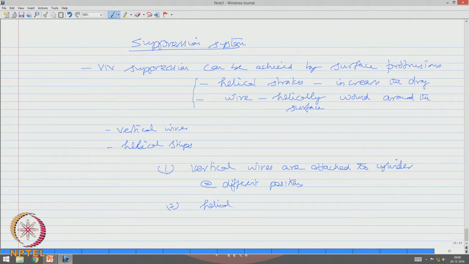Helical wires are also attached. So, two sets of studies are conducted. If you look at the cylinder diameter, helical wires are attached at different angles. This is one of the variables used in the study, alpha, and this is indicated as L, and this is my flow direction.